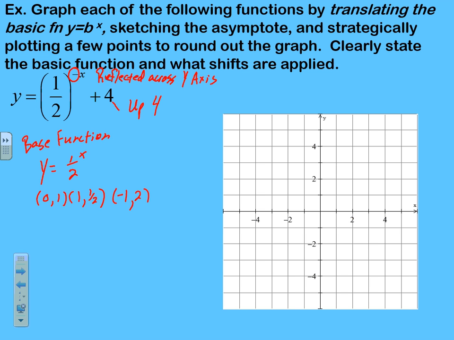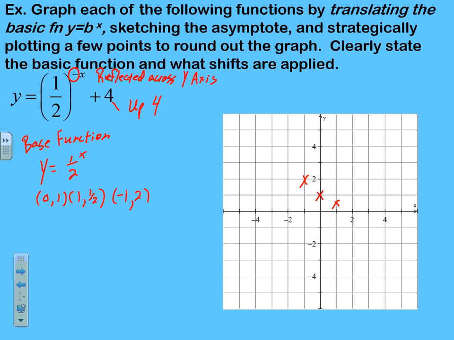So let's go ahead and plot those on the board. So 0, 1 is right here. 1 and 1/2 is about right here. And -1 and 2 will put me right here. So you can see, yes, that is going to go down as we go from left to right. So now, let's see what we're going to do.